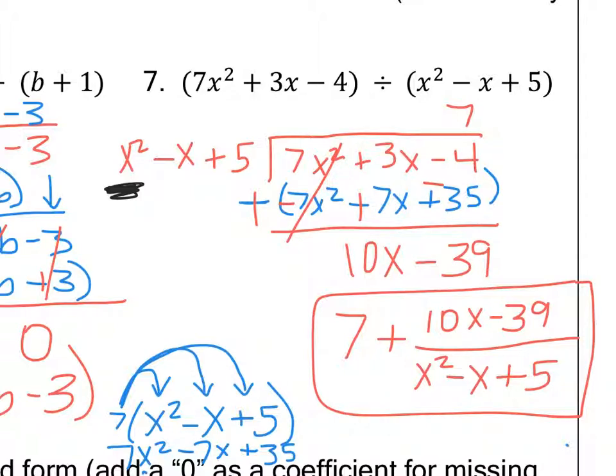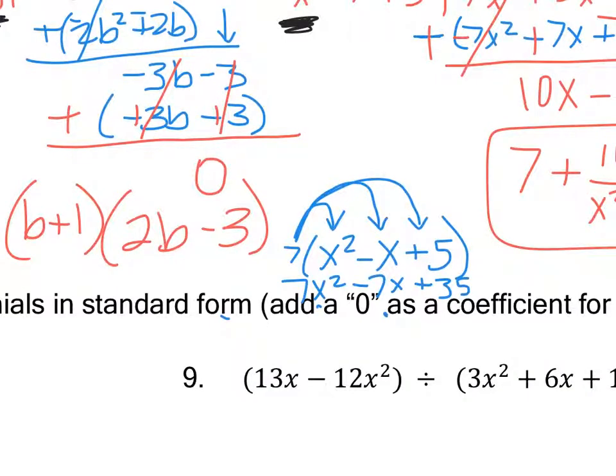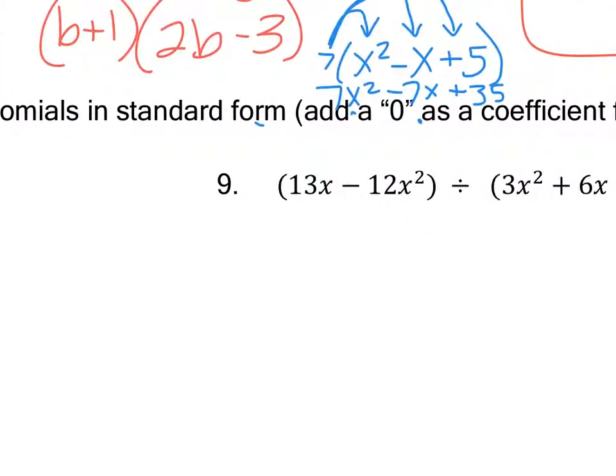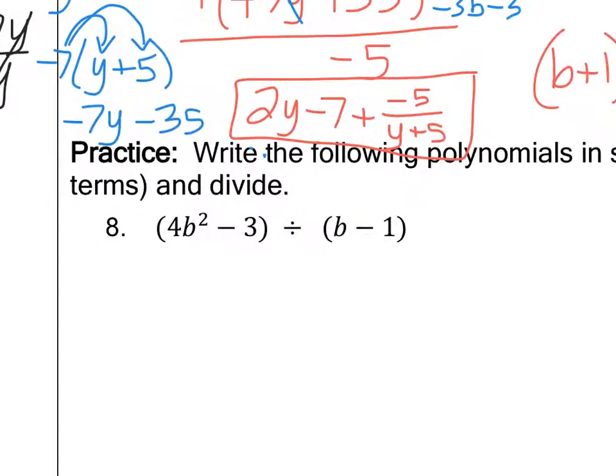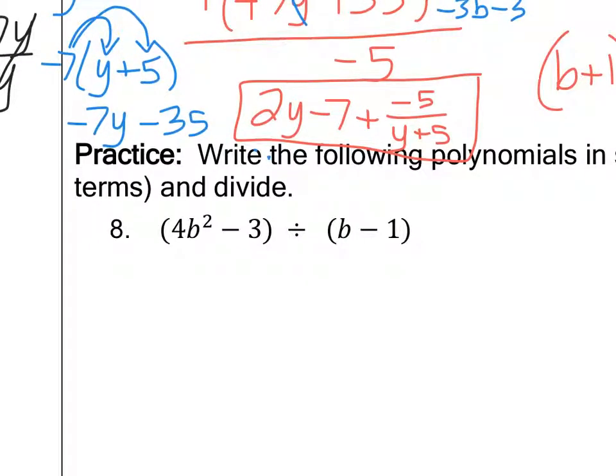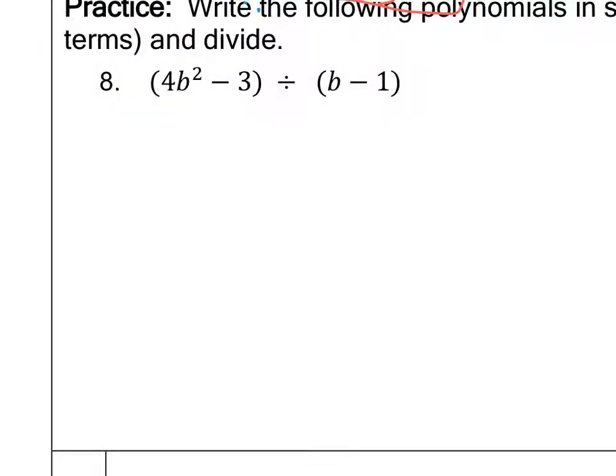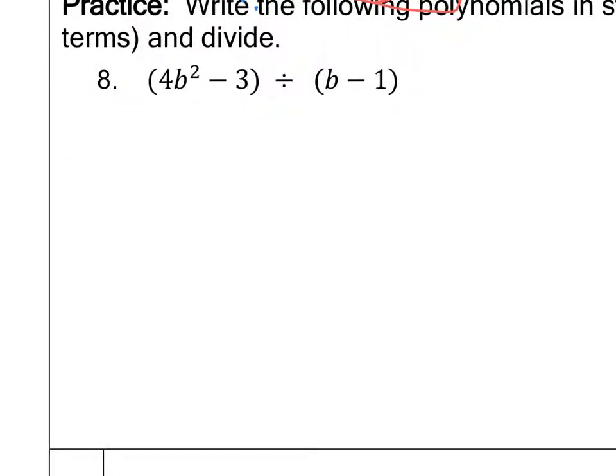Okay, and the last thing to really look at is the ones I've shown you, they've all been in standard form. And what that means is the exponents count down: 2, an exponent of 1, and then an exponent of 0. We don't always have them with all the terms in there. But before we can use this long division methodology, we've got to get all the terms in there. So on number 8, we're just going to rewrite the 4b squared minus 3 with all the terms in there. Then we can do our division.